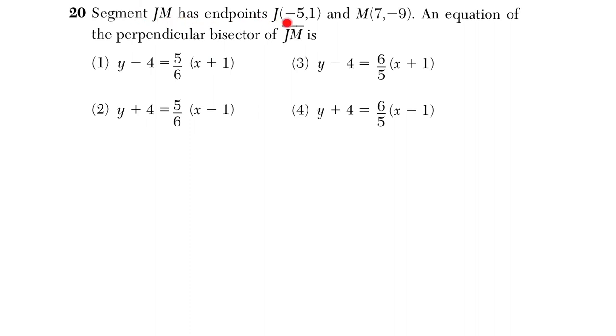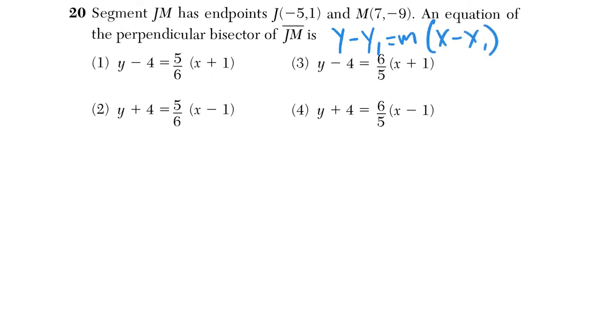Question number 20. Segment JM has endpoints -5, 1 and 7, -9. An equation of the perpendicular bisector of JM is what? And so the equation that we're looking for amongst these 4 options is going to be expressed in point slope form, which we know is y minus y1 equals m, the slope, times x minus x1.